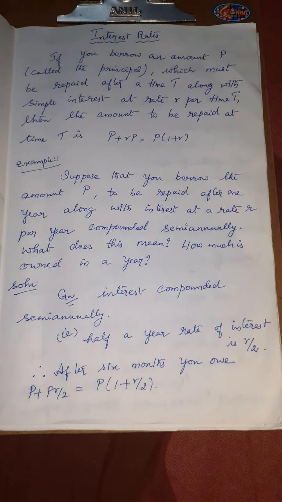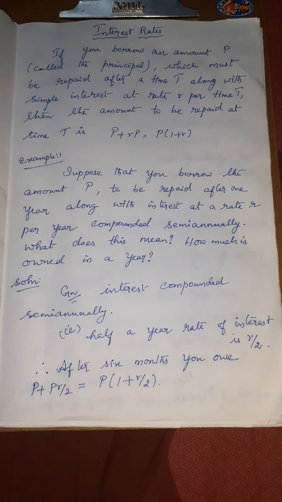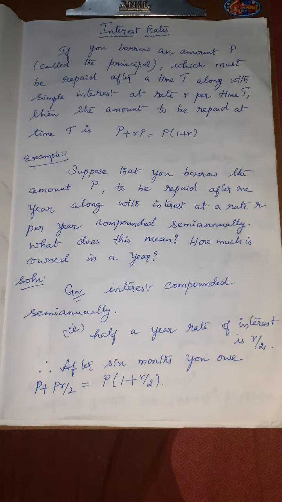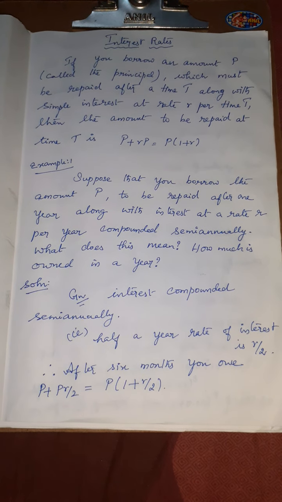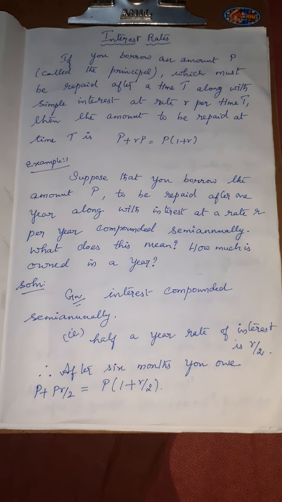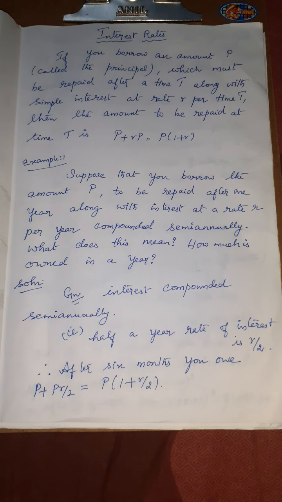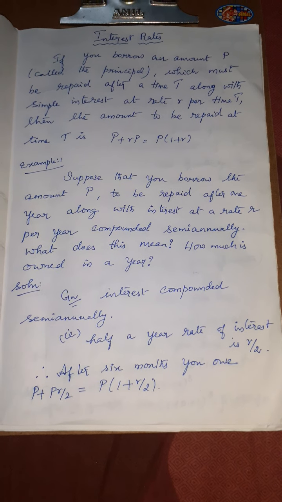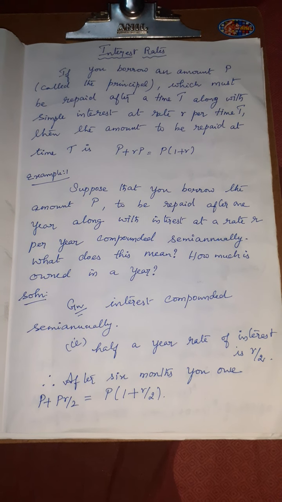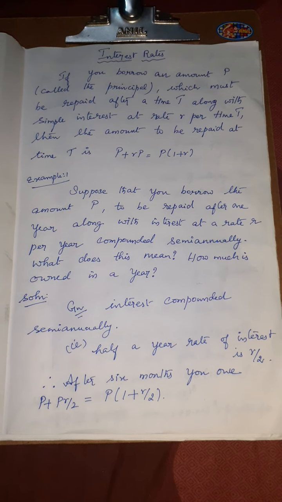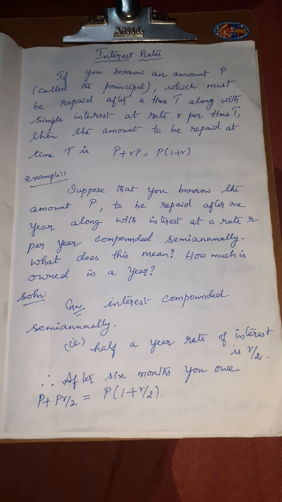Example 1. Suppose that you borrow the amount P to be repaid after a year along with the interest rate R per year compounded semi-annually. What does this mean? How much is owed in a year? The interest rate is compounded semi-annually. Semi-annually means once in 6 months the interest will be accumulated. Total number of months is 12, but as it is compounded semi-annually, the interest rate has to be divided into 2.